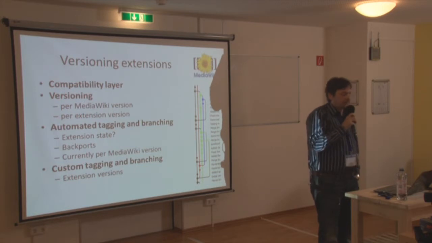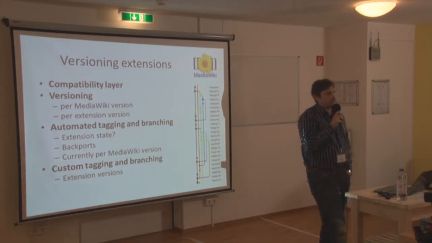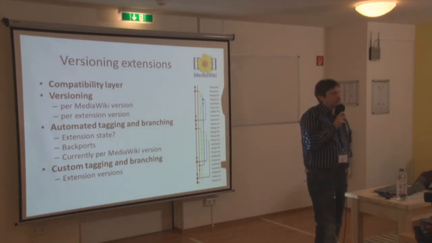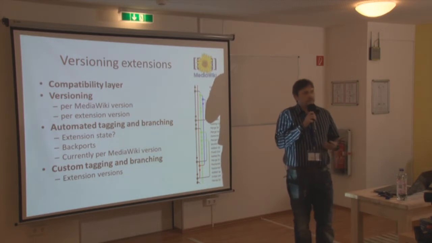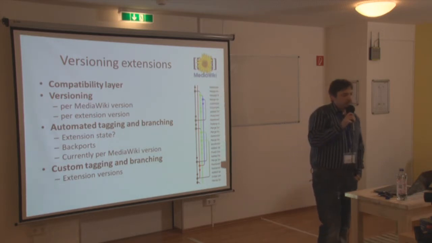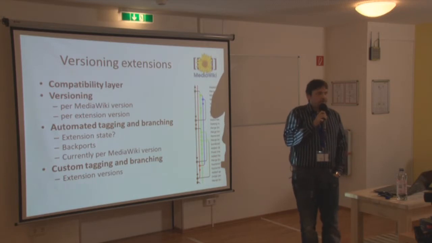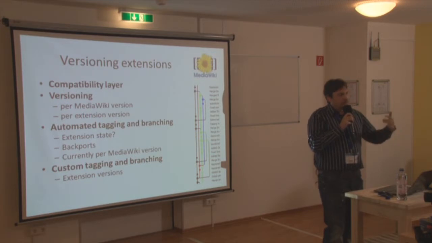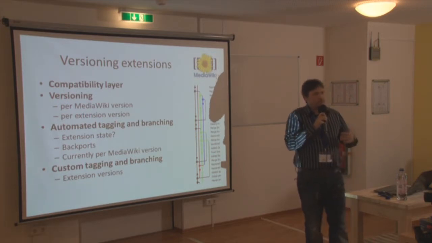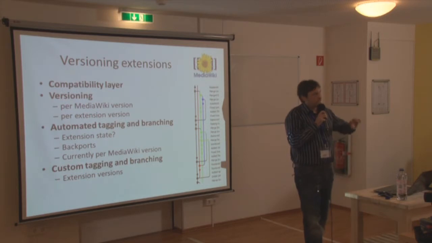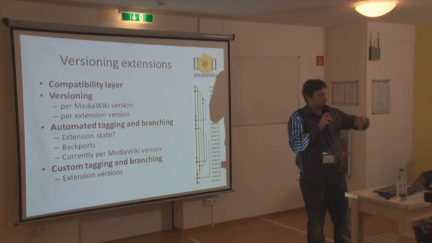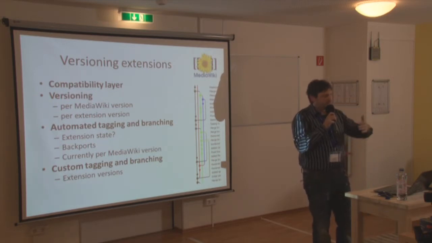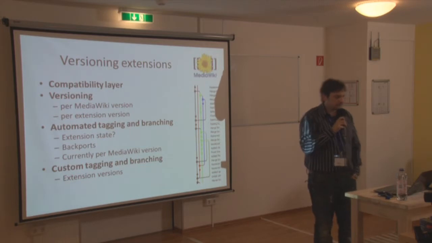Also, if we are talking about tagging, and that's the reason why we don't do it, is if you want to do backports. Say your extension has a new feature, and this new feature is developed for MediaWiki 1.23. Then you maybe want to also backport this to the version for 1.22. If you tag this, you can't really change a tag, like the code that's tagged. So the only solution is to branch and to work on that.